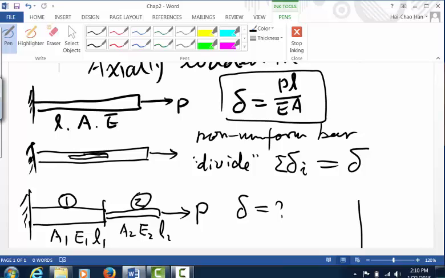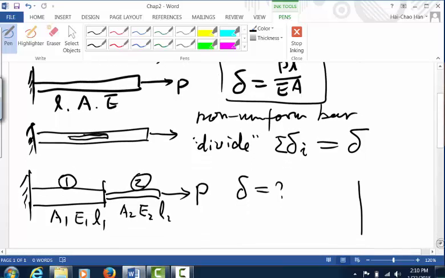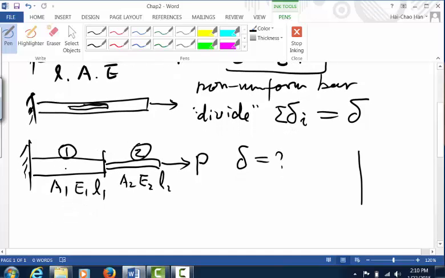All the three things are given, except the load. We don't know the load here in segment 1, and the load in segment 2. That's the only thing we need to find out, right? Because we'll know all the A1, E1, L1, all these parameters. So we just need to find out what's the N1. So in this piece, what's the force N1 here? In this piece, what's the force N2 here? That's all we need.